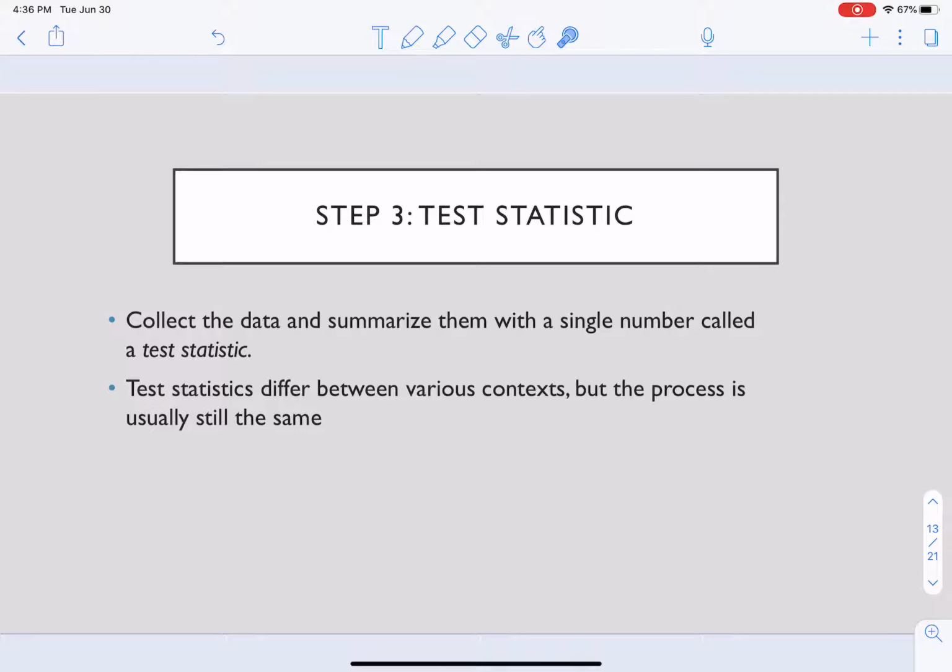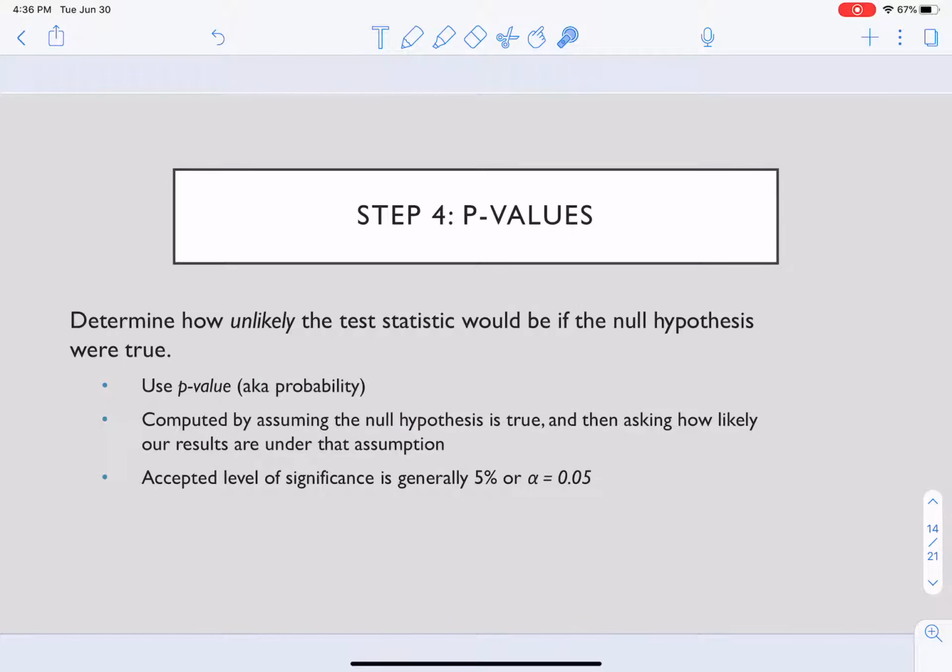Now, this test statistic means nothing to us. We don't really interpret it in any kind of way. But what we can interpret based on that test statistic is what's called a p-value. We do a little bit of conversion. And all a p-value tells us, this p here is short for probability, is how unlikely our test statistic, which we know is the summarized data in reference to the null, would be if the null hypothesis were true.